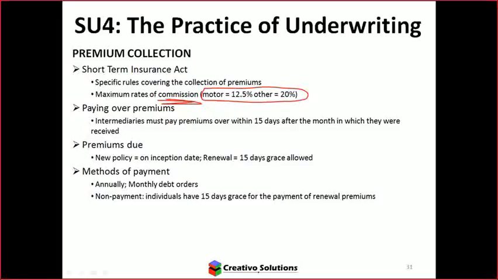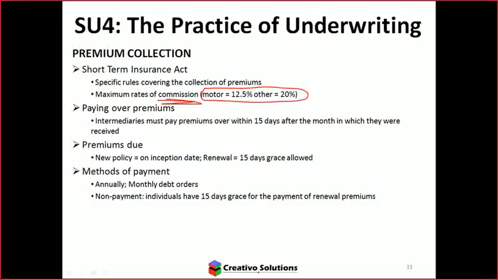Okay, so when is the actual policy going to arise? That date when it arises is the inception. So when I'm starting the contract, the premium is due. With renewal, you have 15 days grace, so there's a grace period before the premium actually becomes due. And then we've got methods of payment, which are very straightforward. Non-payment: if individuals haven't paid, there's a 15-day grace period for renewal premiums, which is what we had earlier in terms of premiums due.